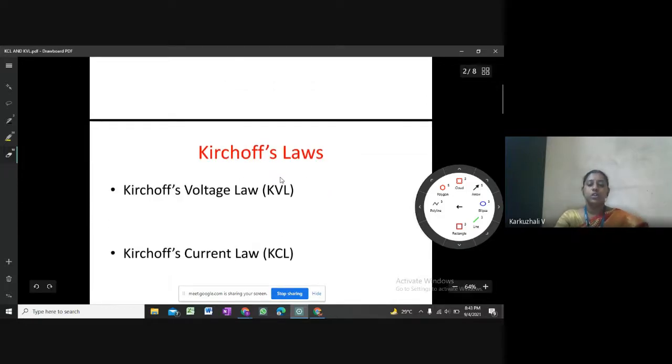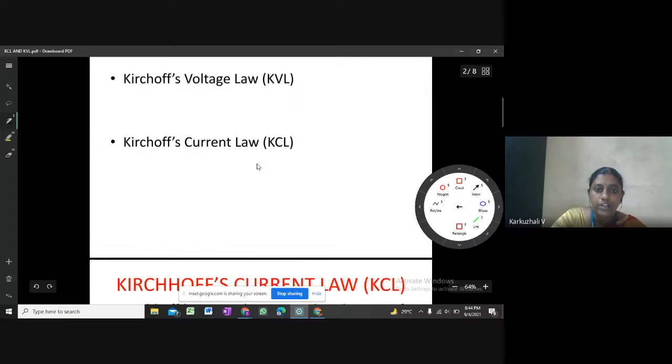So these are the laws that are used to find out the current and the voltage across any circuits. Okay, so it was given by the scientist called Kirchhoff, hence the name Kirchhoff's current law and Kirchhoff's voltage law. He was the one who defined all this.